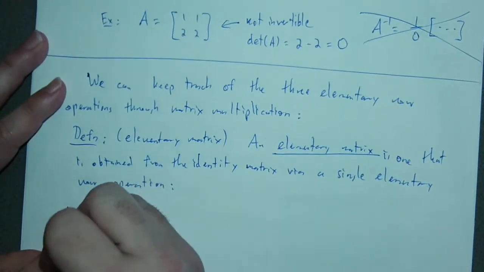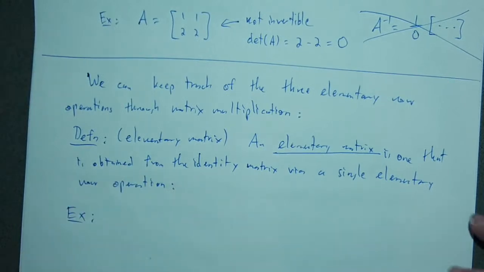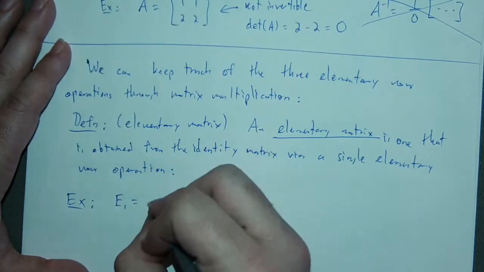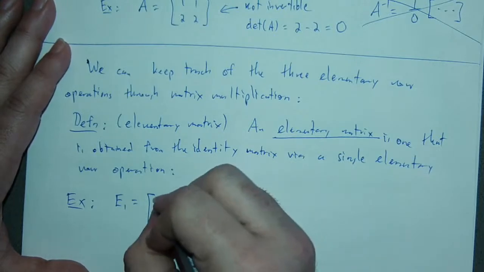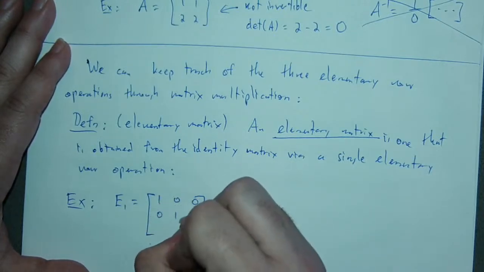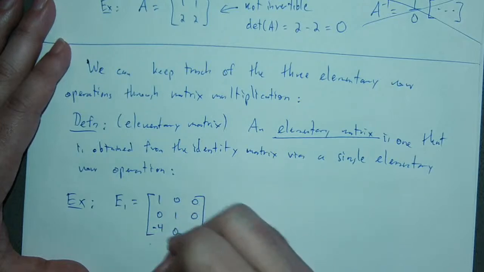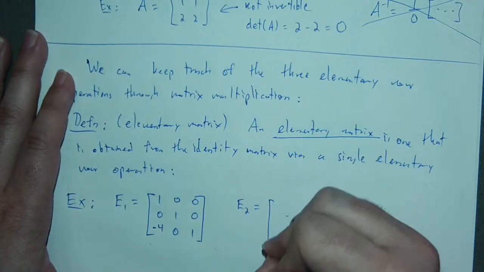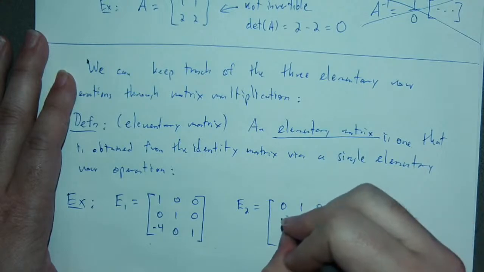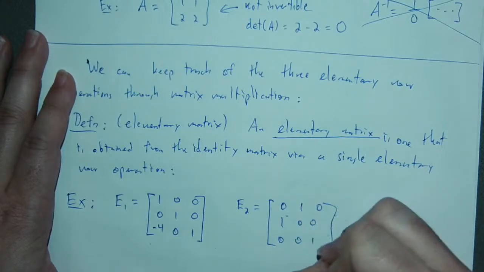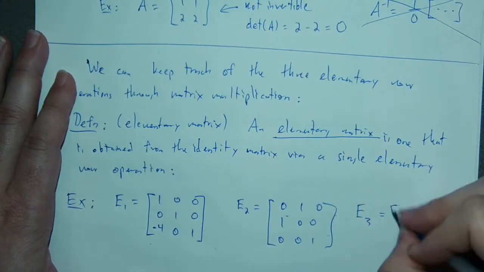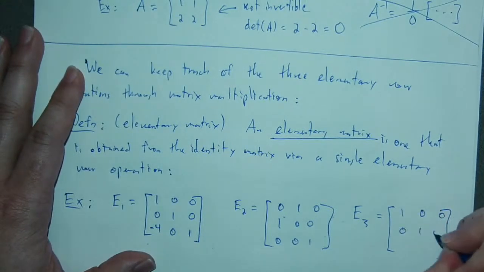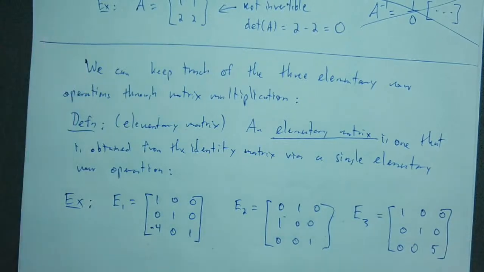Okay, so here's some examples. Let's say E sub 1. Let's say I took the identity matrix and I did something to it, where that something is reflected here. And let's say E sub 2 is [0, 1, 0; 1, 0, 0; 0, 0, 1], and E sub 3 is [1, 0, 0; 0, 1, 0; 0, 0, 5]. Okay.